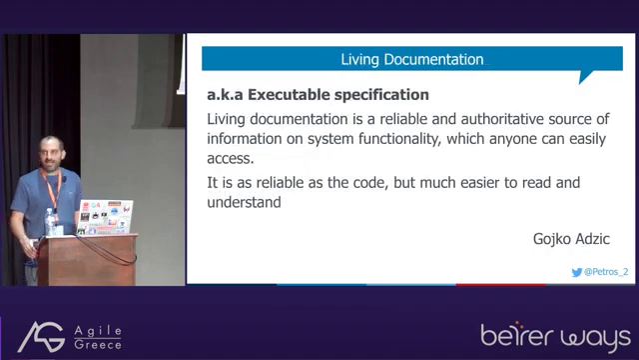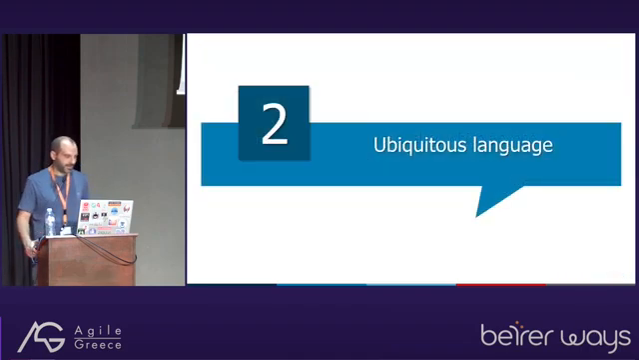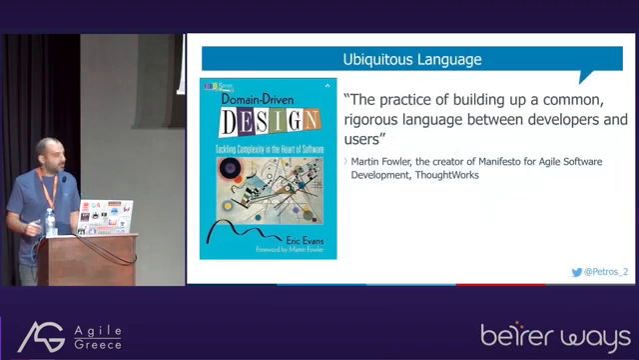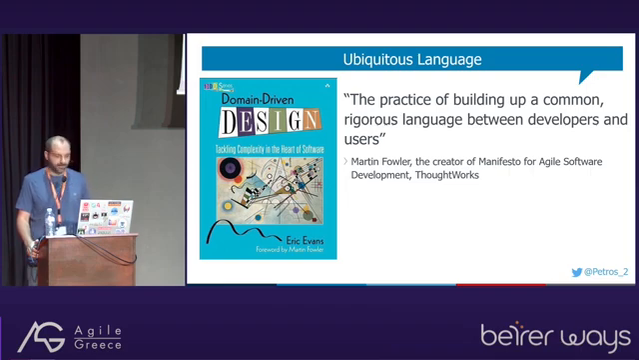Publish your feature files somewhere that's called Living Up documentation. It's called Living Up because it is generated automatically every time the test suite is built. So it's always up to date. Establish a common language that everyone can understand. Create a domain-specific language. This is not a new concept. This book is back from 90s. The practice of building up a common language between developers and users.